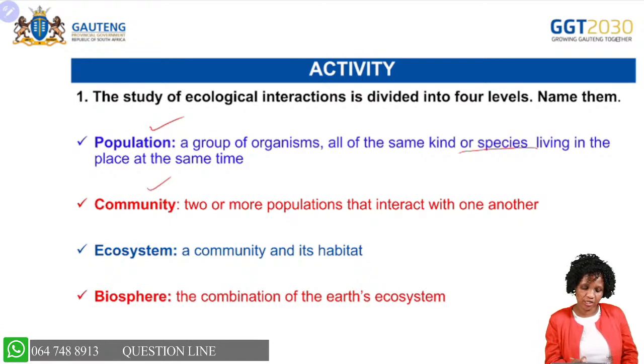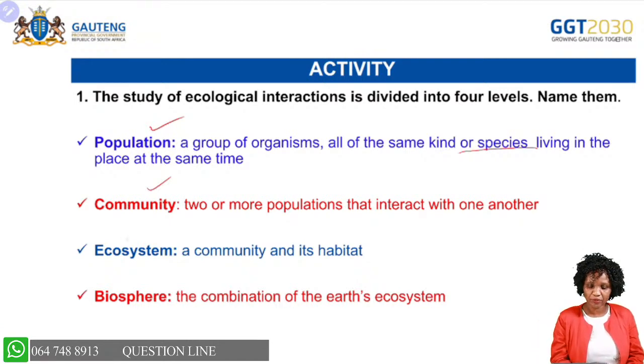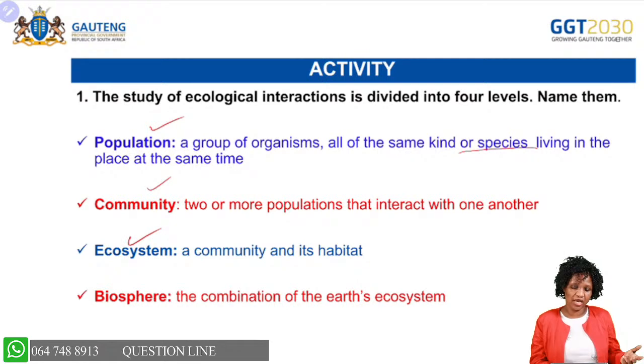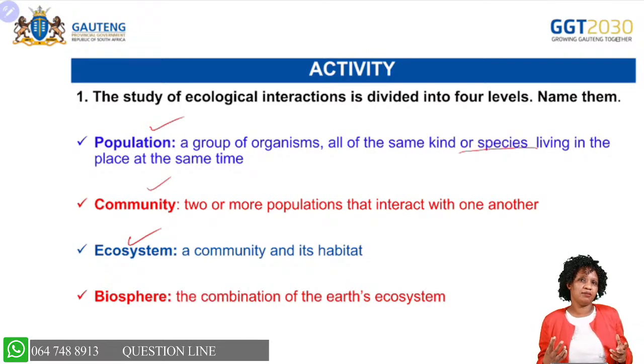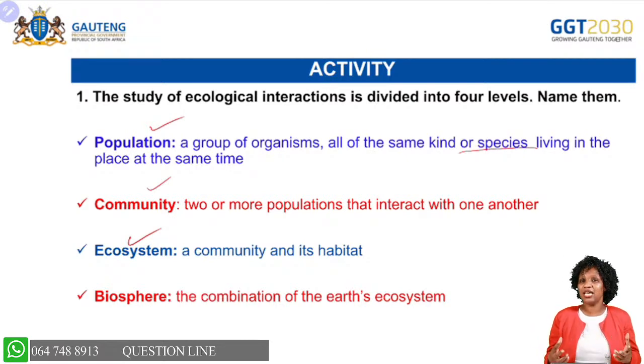And then we've got ecosystem. When we're talking about ecosystem, we're talking about a community and its habitat. All right. That's an ecosystem. We're talking about biotic and abiotic. We're talking about the living and the non-living. That's an ecosystem. All right.